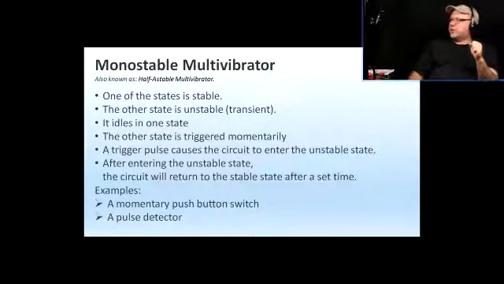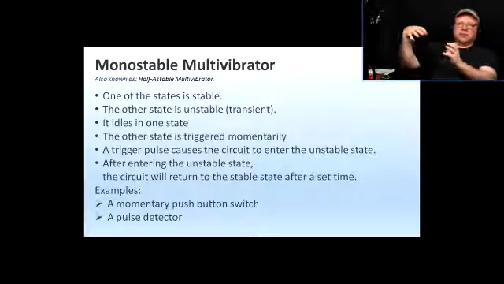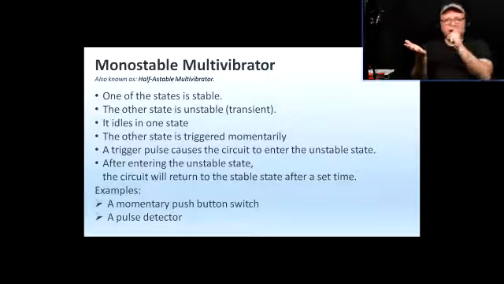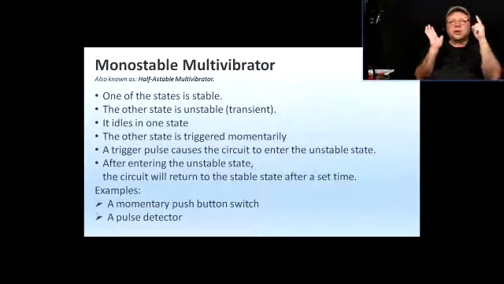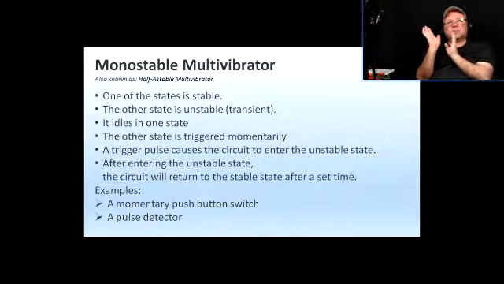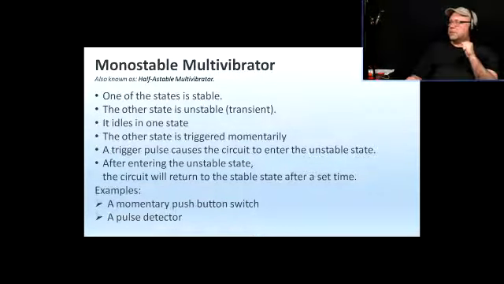After entering the astable state, the circuit will return to the stable state after a set time. And the time can be regulated by some sort of timer, or it can be regulated by manually changing the condition of it, right? So the easiest example to imagine would be a momentary push button switch. You push the switch and it is on. You release your finger from that switch, it returns to the previous position, right?